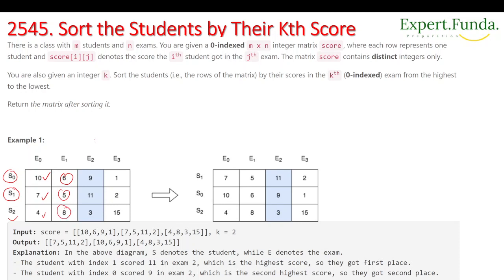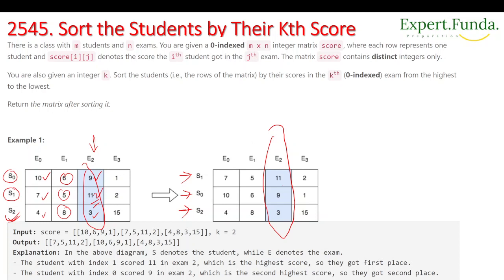Similarly if we talk about E2, you can see S0 is 9, S1 is 11, and S2 is 3. So based on this row, S1 is the big one, S1 is 11, so it should go in the first row. Similarly S0 is 9 and it's greater than S2, so it will go before S2. S2 will come here, S0 will come here, and S2 will remain at the same position based on exam 3.